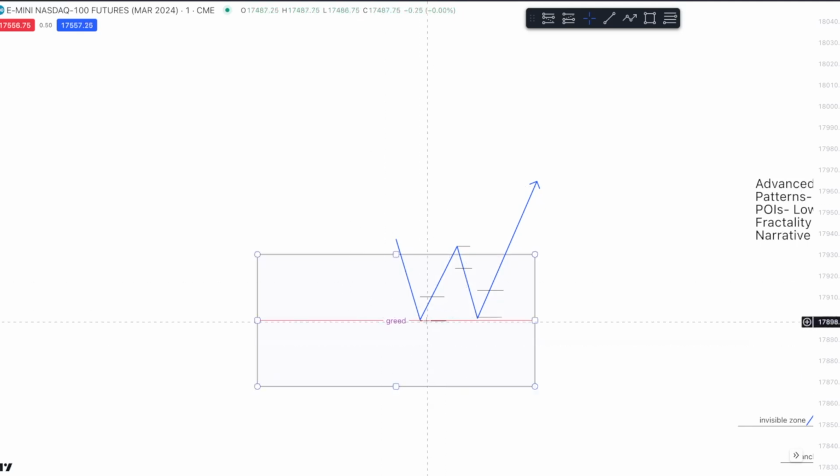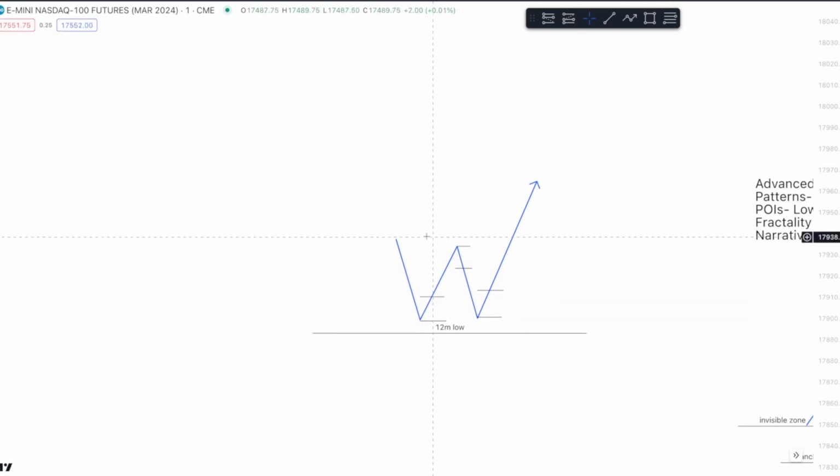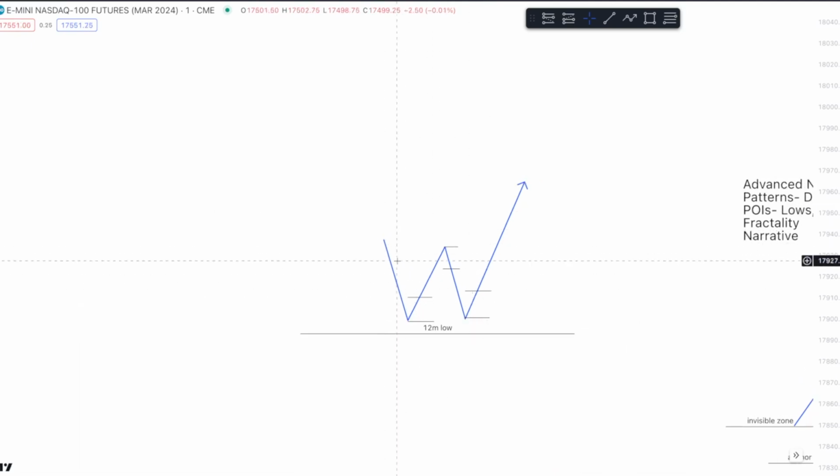pullback. Let's say that we've got a greed box here and we jab right down in the middle of it. We give a double valid pullback. And this is normal for us to see here. This is what we expect to see at this specific area. Additionally, if you're using a higher time frame low as a POI to take a trade from, you would expect to see this pattern specifically only if you do not touch the low.